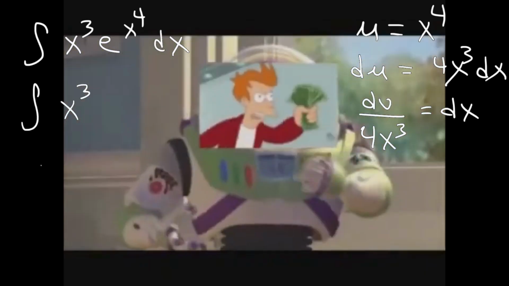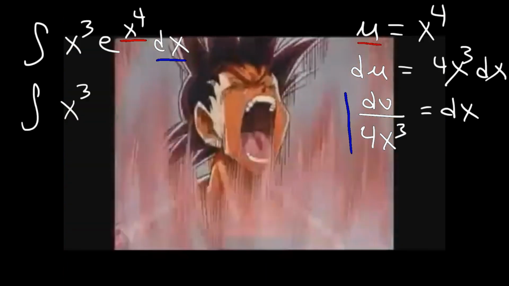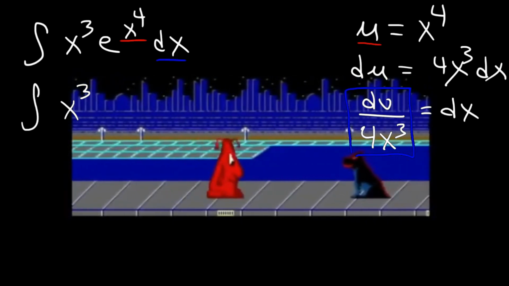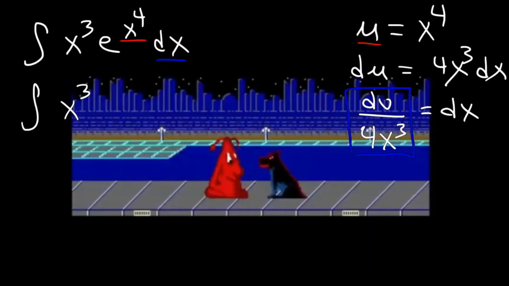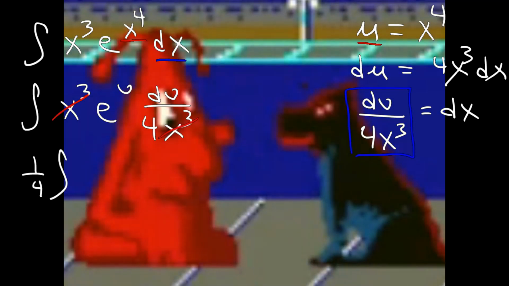Now let's replace x to the fourth with u, and let's replace dx with du over 4x cubed. So this is going to be e raised to the u times du over 4x cubed. So x cubed will cancel, which is good, and the 4 we can move to the front. Now because it's in the bottom of the fraction, it's 1 over 4.